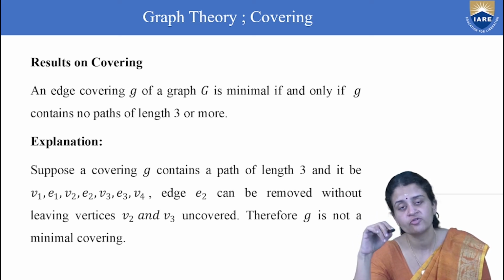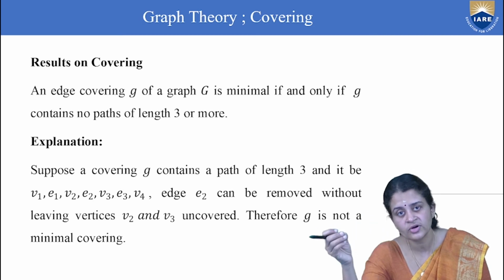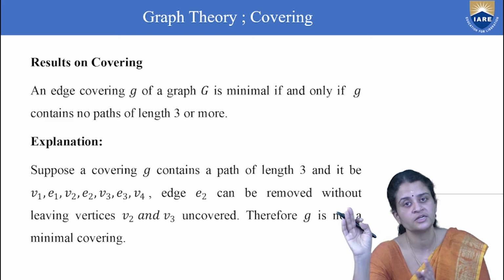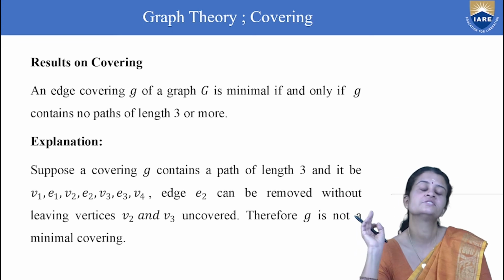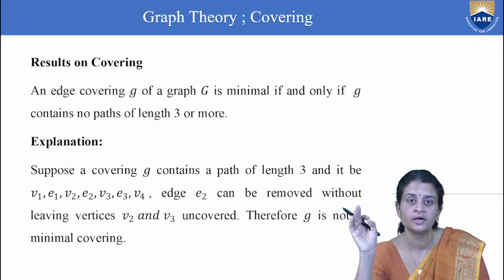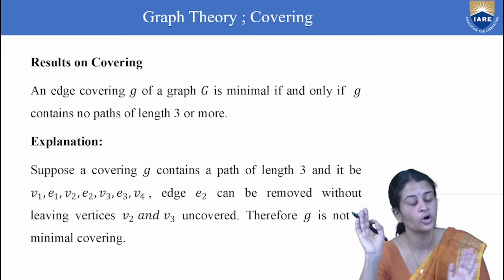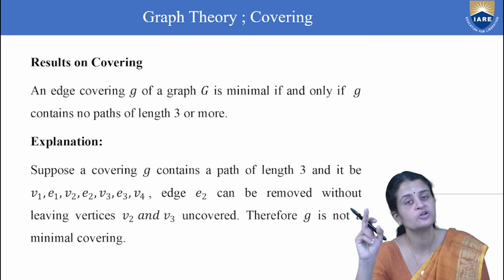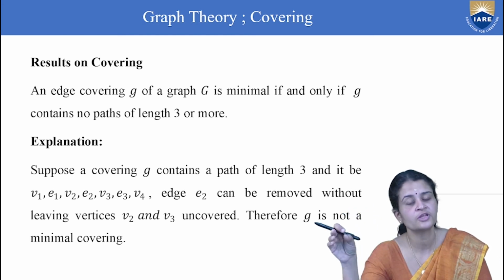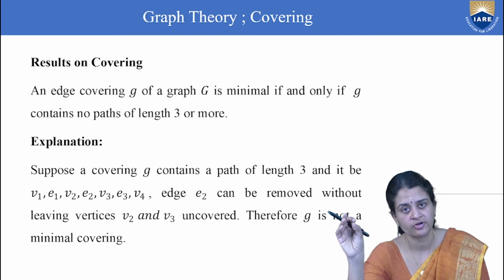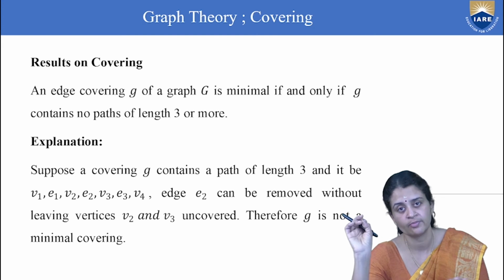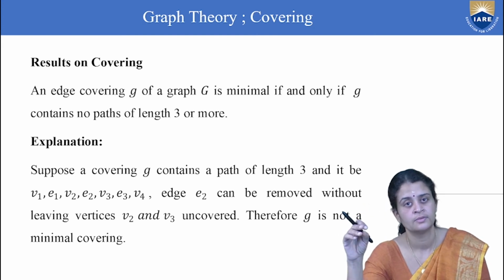Because what is a minimal covering? Even if we take out an edge, the covering must be disturbed. We had taken G to be a minimal covering, but even if we remove one edge, it does not affect the covering property. So it was not minimal. So if we take a covering and it is minimal, then it doesn't contain any path of length 3 or more. Okay.